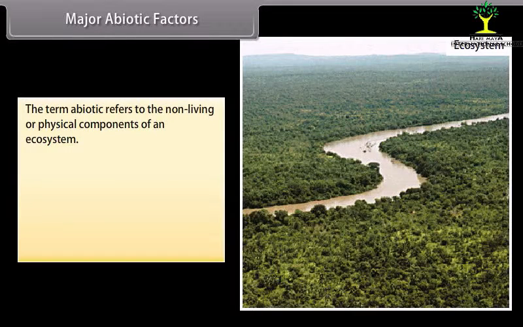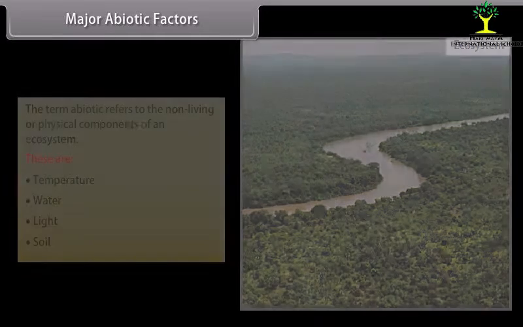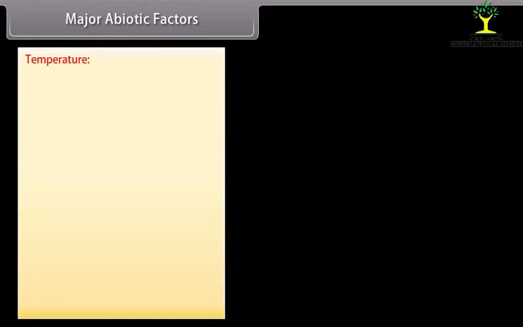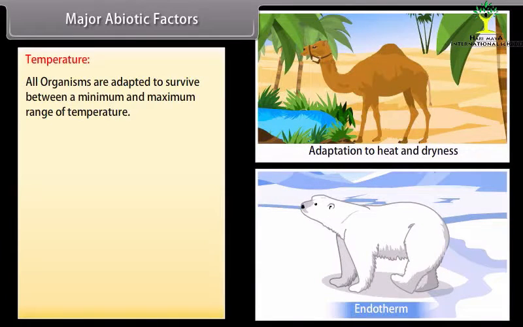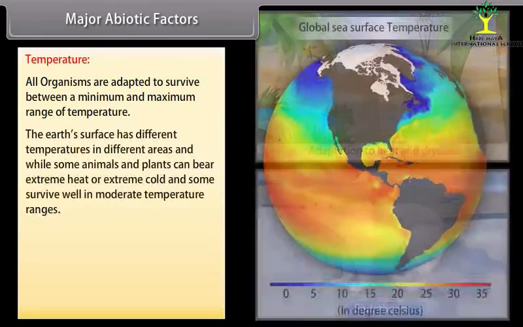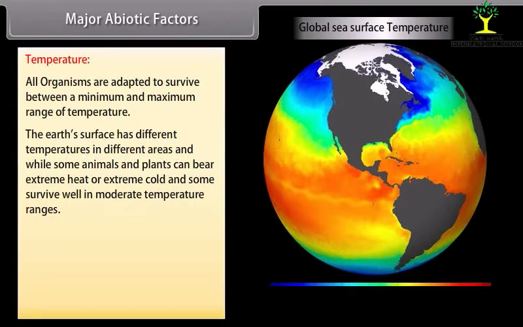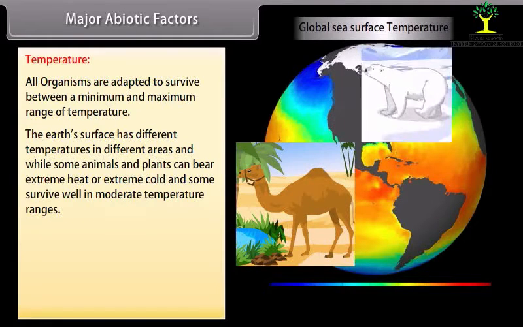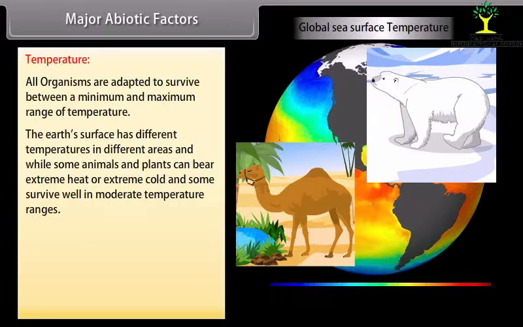Major abiotic factors. The term abiotic refers to the non-living or physical components of an ecosystem. These are temperature, water, light, soil. Temperature. All organisms are adapted to survive between a minimum and maximum range of temperature. The Earth's surface has different temperatures in different areas, while some animals and plants can bear extreme heat or extreme cold, and some survive well in moderate temperature ranges.